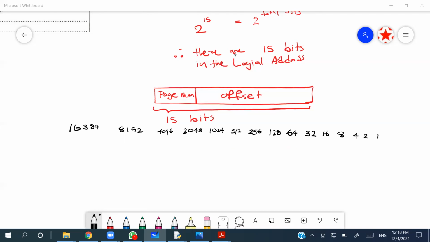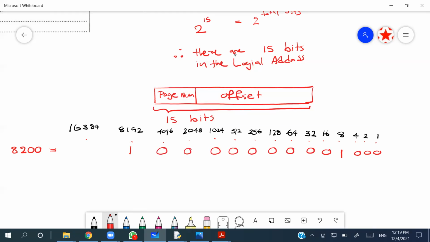Right? So now I got 15 places: 1, 2, 3, 4, 5, 6, 7, 8, 9, 10, 11, 12, 13, 14, 15. So how am I going to represent 8,200 here? You can do it by dividing by 2 and taking the binary value, but without that, you can go in this manner as well. I need a 1 under 8,192. I need another 8 to create 8,200, so I need 1 under the 8. The rest of the bits are going to be zeros.